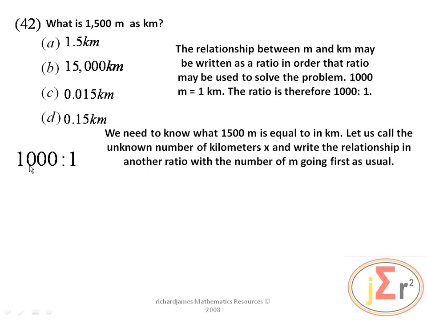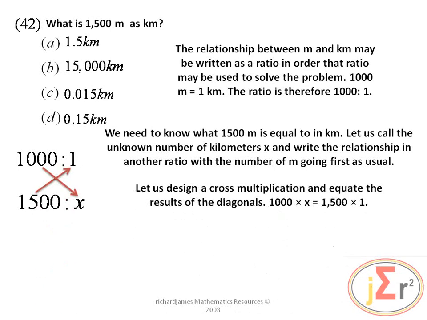So we are going to write another ratio. This is the number of meters, this is the number of kilometers. And we are writing another ratio with meters going first and then kilometers. The fact is 1,500 meters is what we know. Meters on the left hand side, we do not know the number of kilometers. That will go on the right hand side, because kilometers will consistently be in this problem on the right hand side.